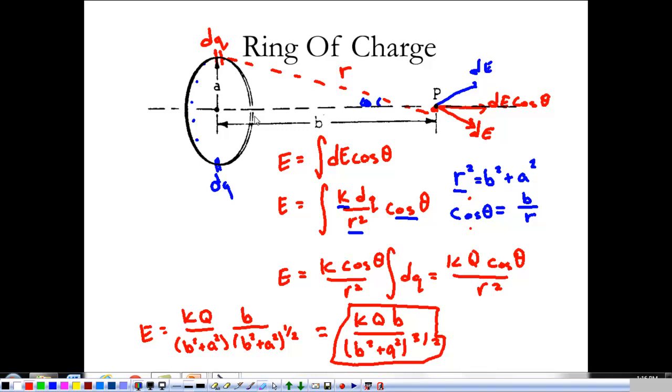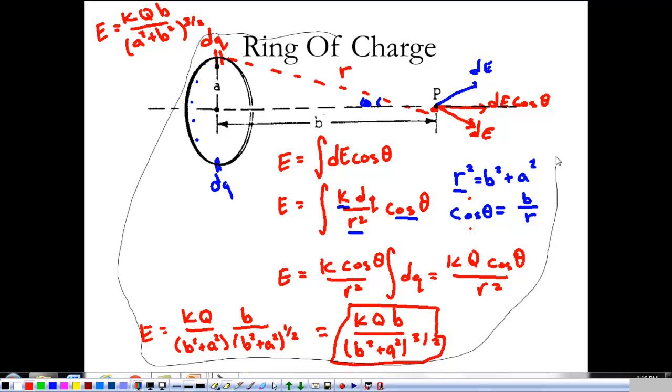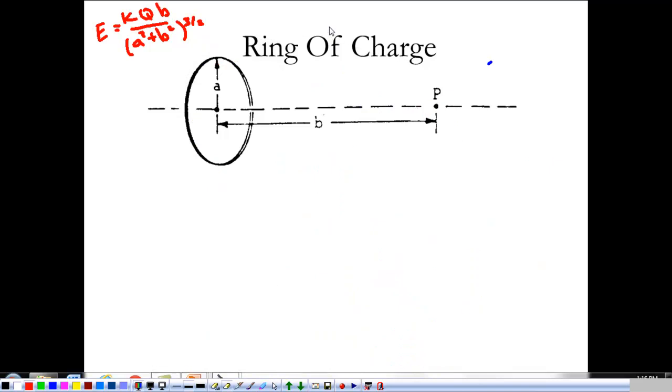It's as simple as that. So that's the first thing that we're going to do with this. I'm going to go ahead and write that up here at the top. E is equal to KQB over A squared plus B squared, that whole quantity to the 3/2. What we're going to look at next is finding, for this ring of charge, potential, which should be easier.